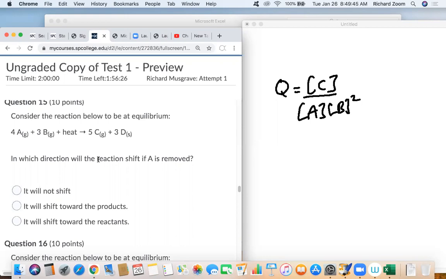Product. Okay. You with me? Yeah. Okay. If you add A's or B's, the reaction will move to the product side as well. If you add C's or D's, the reaction will move back to the reactant side. You with me? Yeah. Okay. Does anybody have any other questions about this?